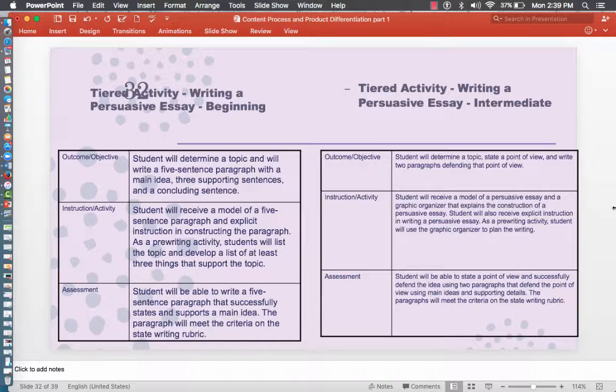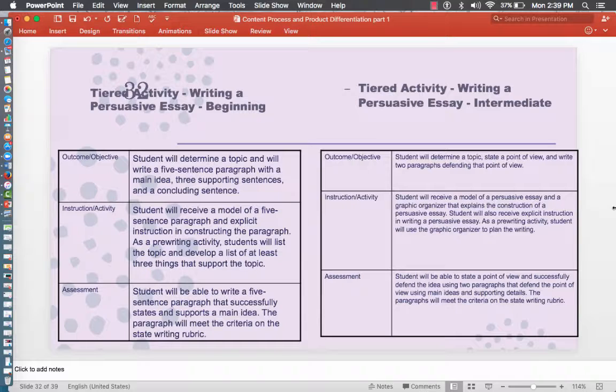In your instruction, you're going to receive a model of a 5-sentence paragraph, and over here you're going to have a model of a persuasive essay. Okay, and both of them are going to have pre-writing activities, so everyone's going to be working on a little bit of the same thing.